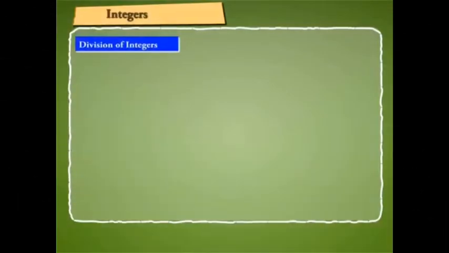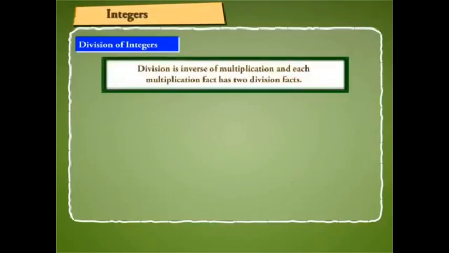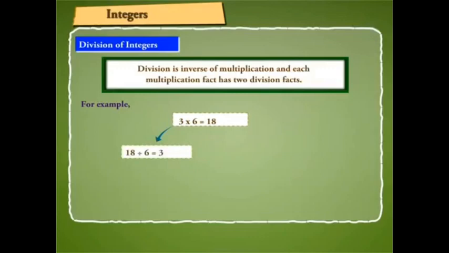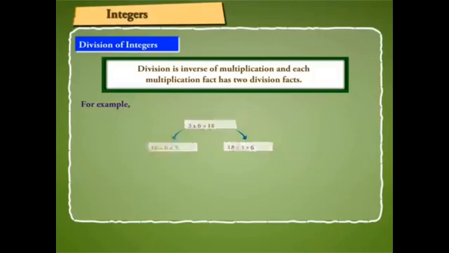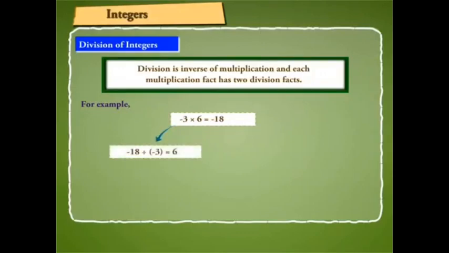About division of integers. We have learnt earlier that division is the inverse of multiplication and each multiplication fact has two division facts. For example, 3 × 6 = 18 gives 18 ÷ 6 = 3 and 18 ÷ 3 = 6. Also, −3 × 6 = −18 gives −18 ÷ −3 = 6 and −18 ÷ 6 = −3.